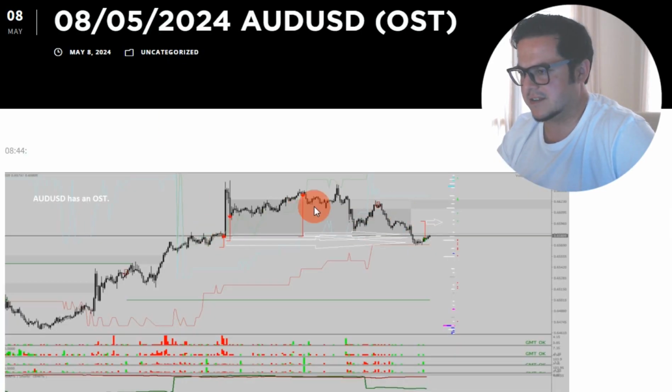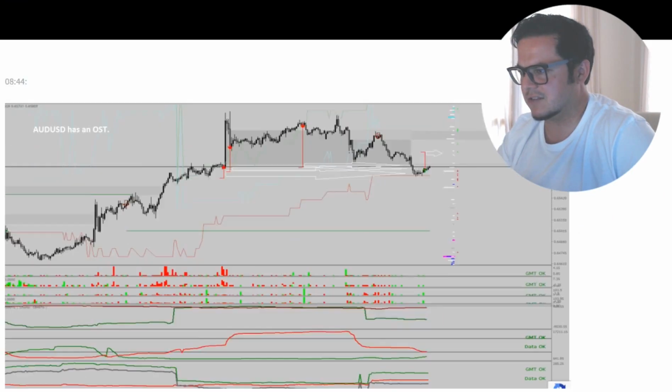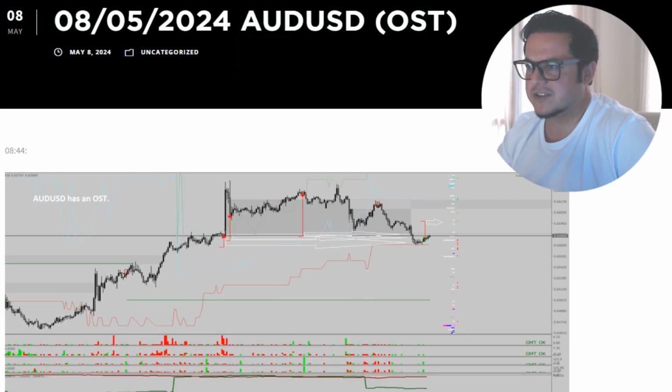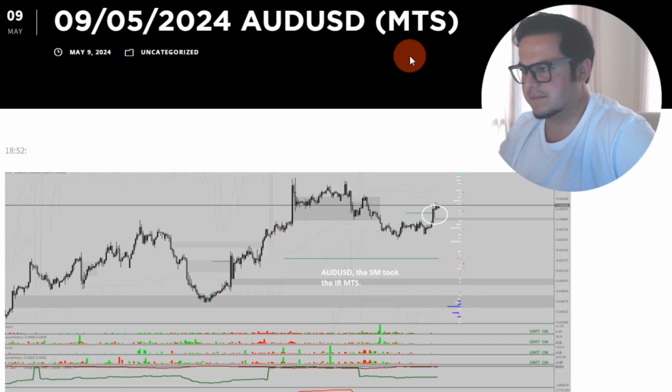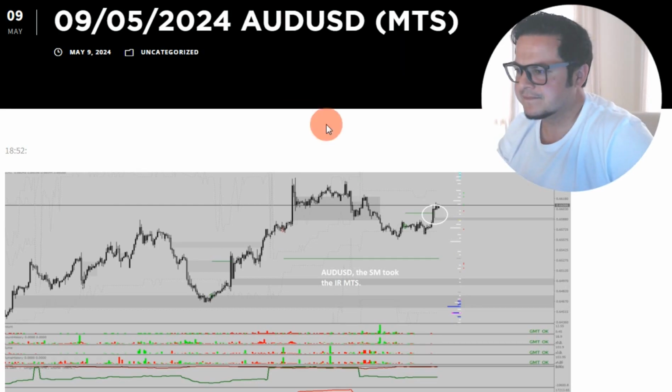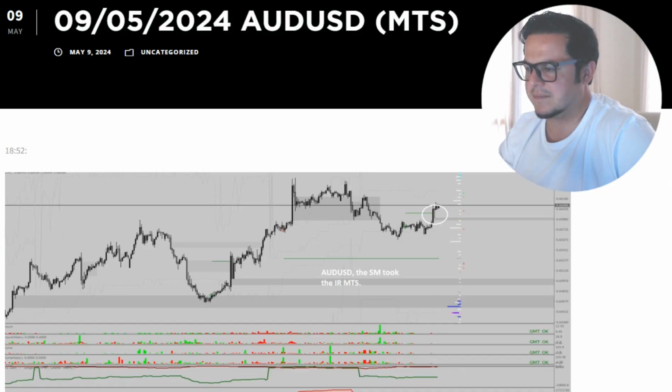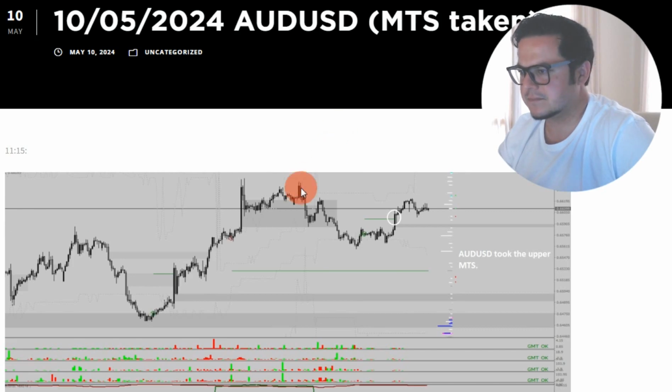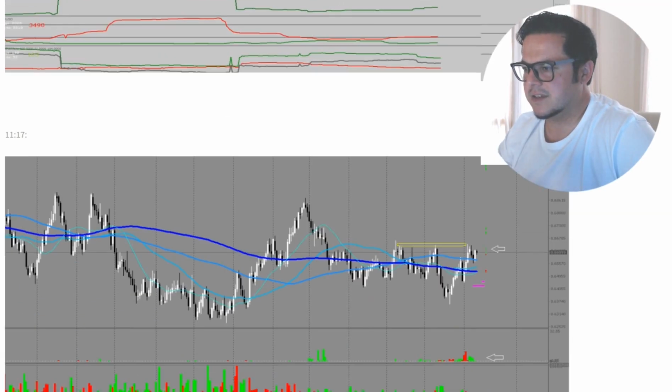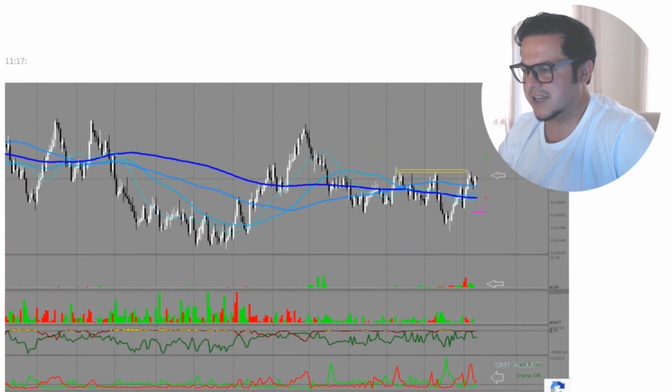They got filled, so they made a new option strike target long. So Australian dollar was a great choice this week. Easy to take pips off the market there. Okay, in the end it took the upper MTS and is in a similar situation now like euro dollar.